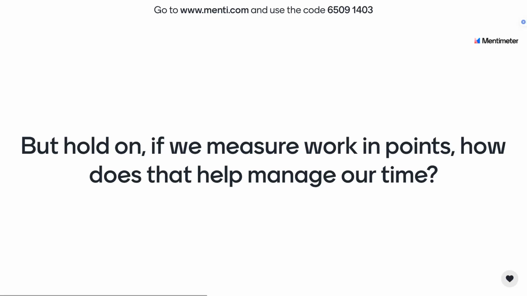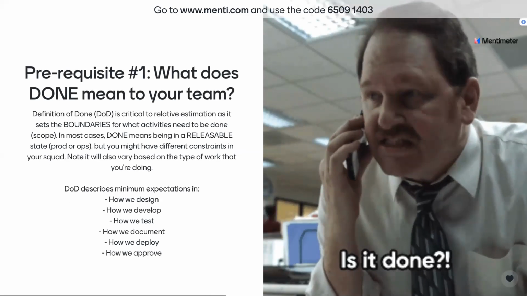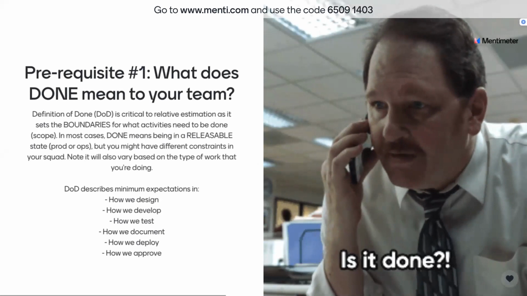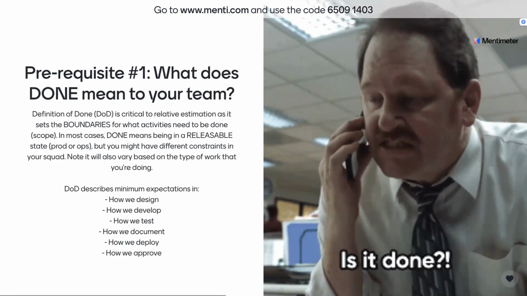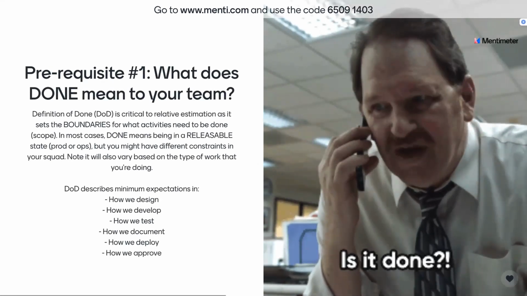So in order to start doing relative estimation and going, okay, what points do we assign for different pieces of work? There's two things that you do need to have up front in order to make this process easier for yourself. The first one is to understand what done means to your team.